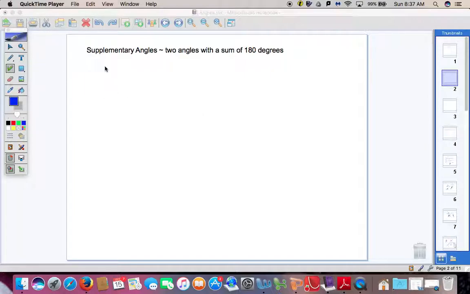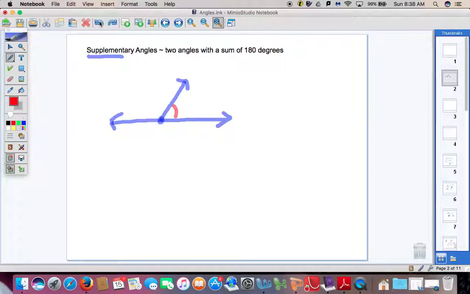Okay, so supplementary angles, we have an angle here. They are two angles that have a sum of 180 degrees. So if we know that this angle here is 60 degrees and this angle over here is 120 degrees, then we can say that these two angles are supplementary angles. And we know that because supplementary means that they have a sum of 180 degrees. And 120 plus 60 equals 180.